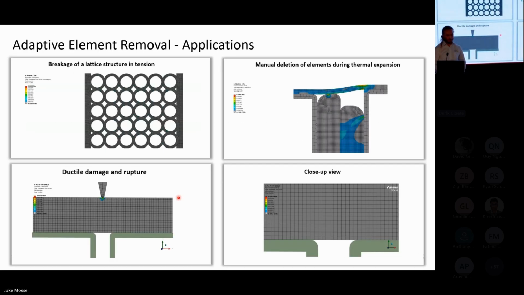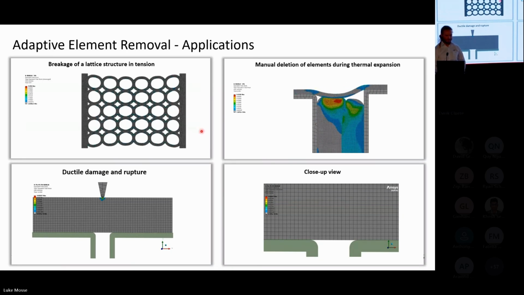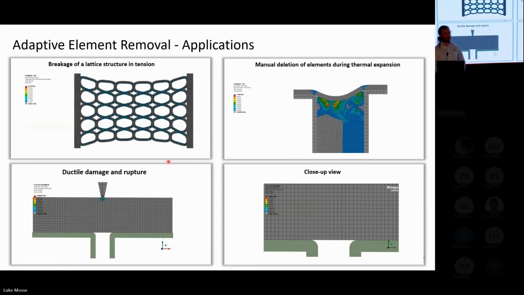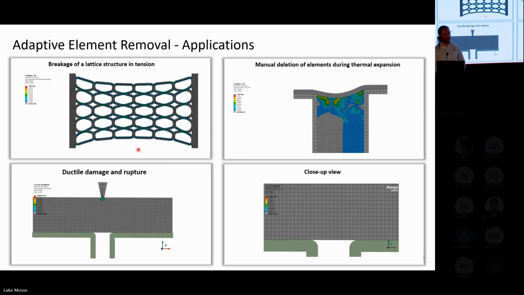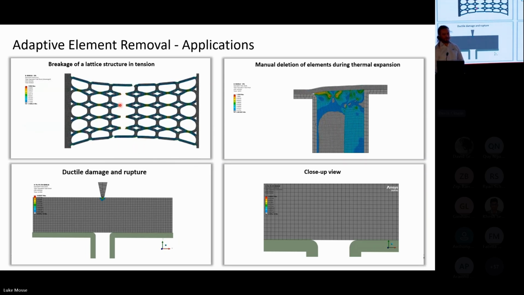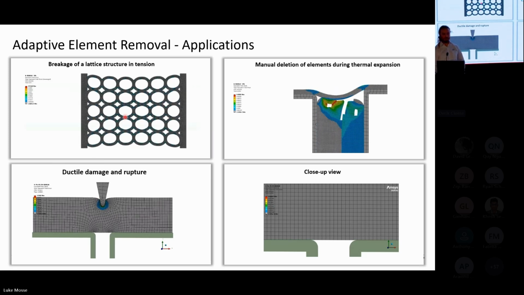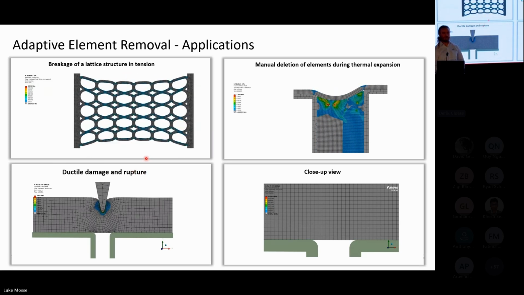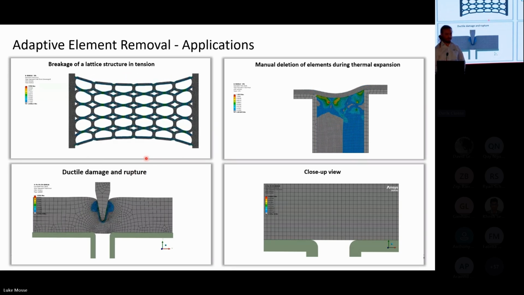So here's a thermal expansion, and you can see the elements get distorted or you get material failure, so you get element deletion. Here's breakage of a lattice structure in tension, and snap, there we go. So you can see the elements are failing and breaking. And normally this is a very difficult thing to do in implicit analysis, and we would use explicit for it.